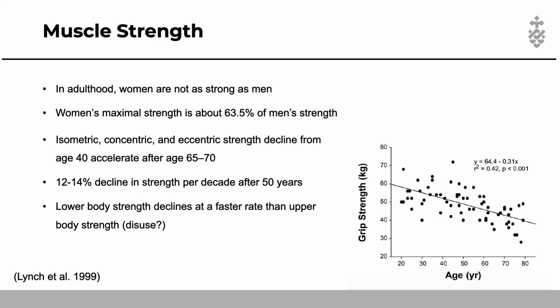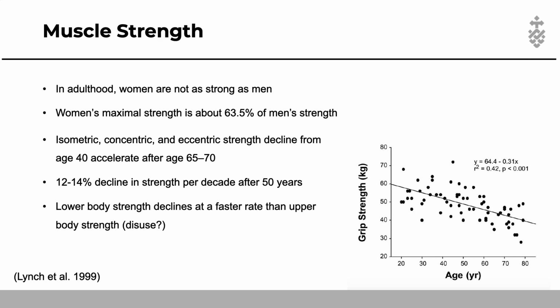And we also see that similarly to muscle mass, lower body strength declines faster than upper body strength. So we saw before that lower body muscle mass declines faster than upper body muscle mass. Here we have the same situation for strength. Now, the reason behind this is still debated.